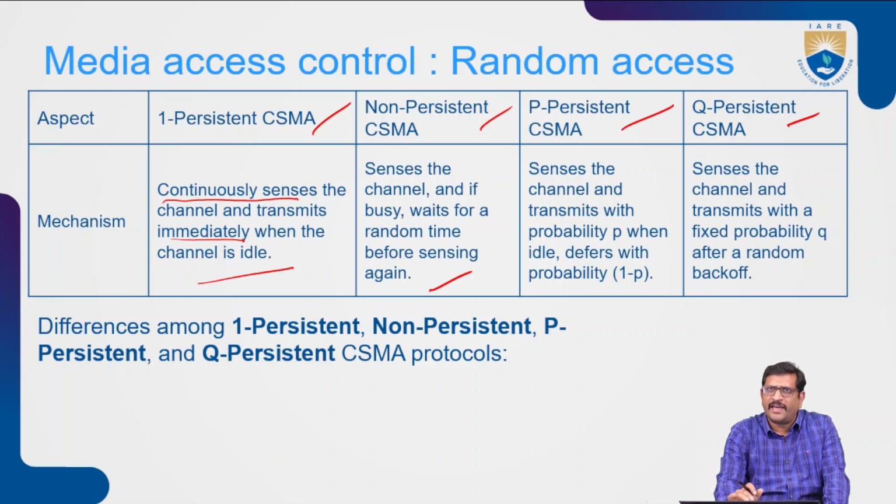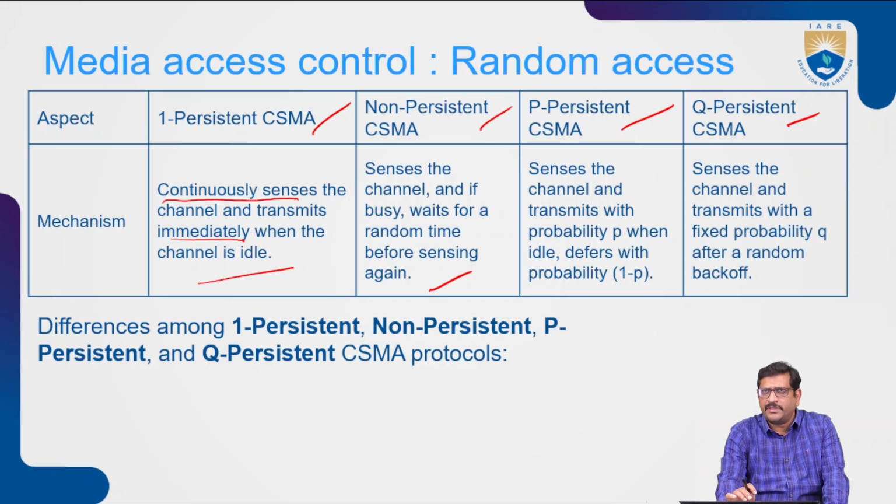Then it tries again, that means it tries to sense the channel again. In non-persistent CSMA, if the channel is busy, it keeps trying to get the channel, but it waits for some random time before sensing again.